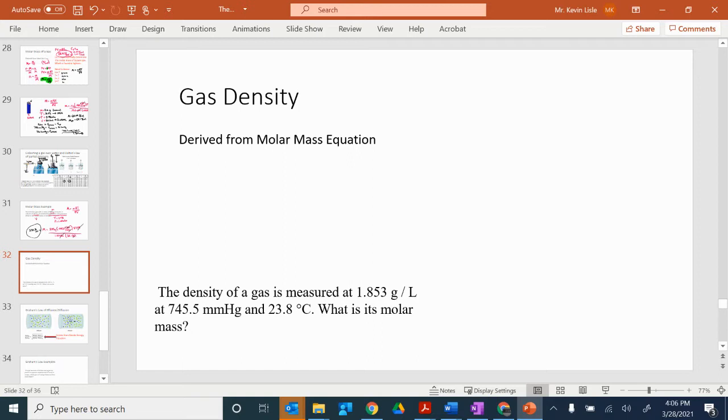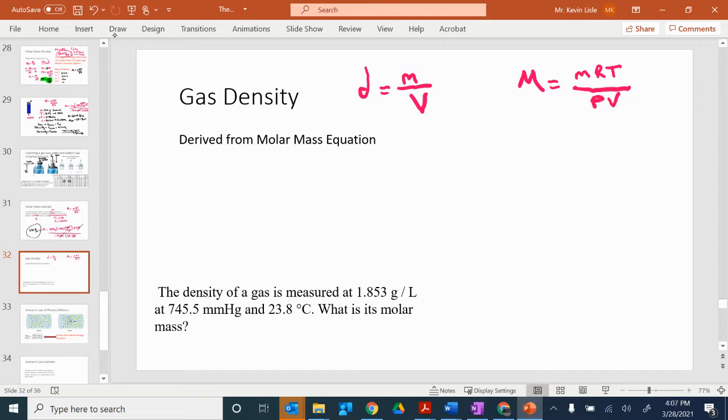We learned about density in one of our very first classes of the whole school year, and we said density is equal to mass divided by volume. So if you take a look at the molar mass equation that we learned about in our last few videos, molar mass was mass times RT over PV.